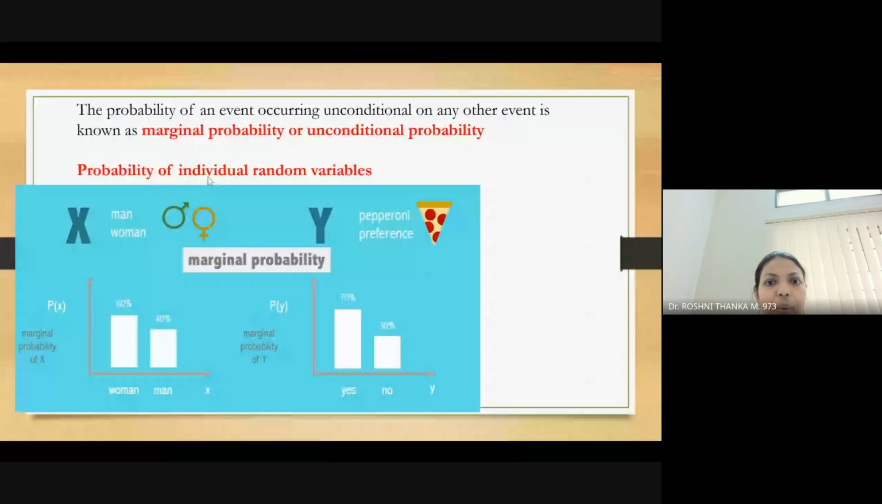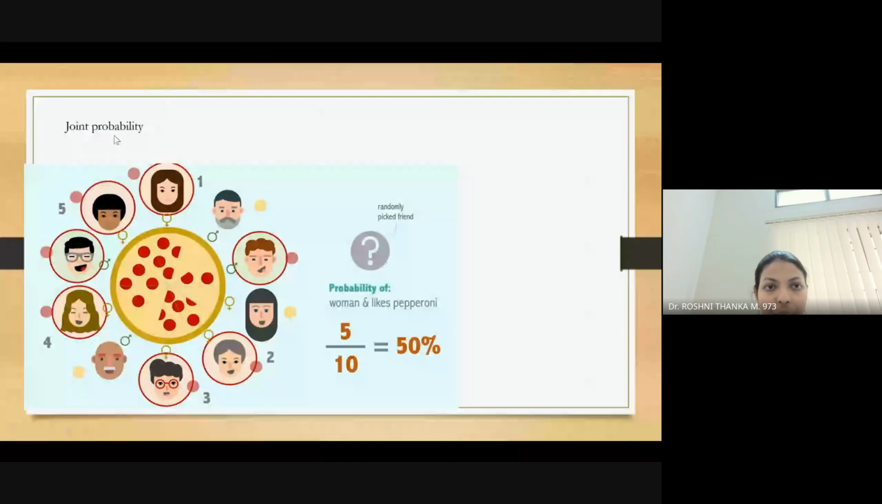Okay, the next thing is joint probability. What is joint probability? Two events occurring at the same time is joint probability. For example, I now want to know how many people satisfy the joint condition: the people should be women, and they should like pepperoni. So out of 6 women, how many like pepperoni? See here, how many women are there? 1, 2, 3, 4, 5, 6.